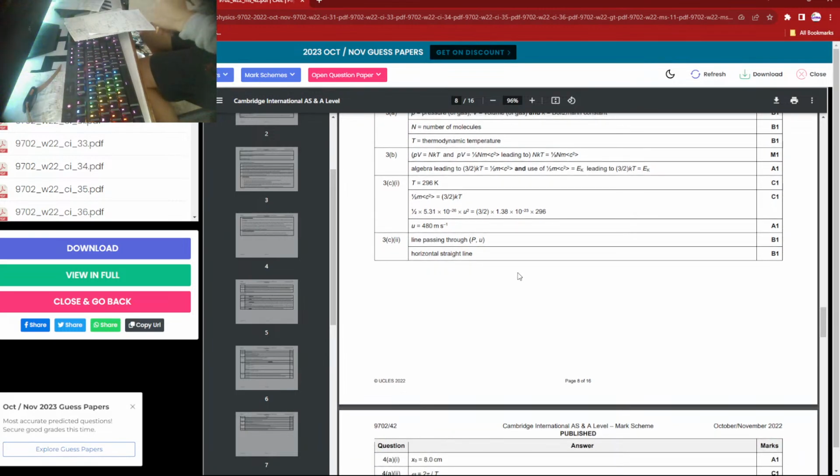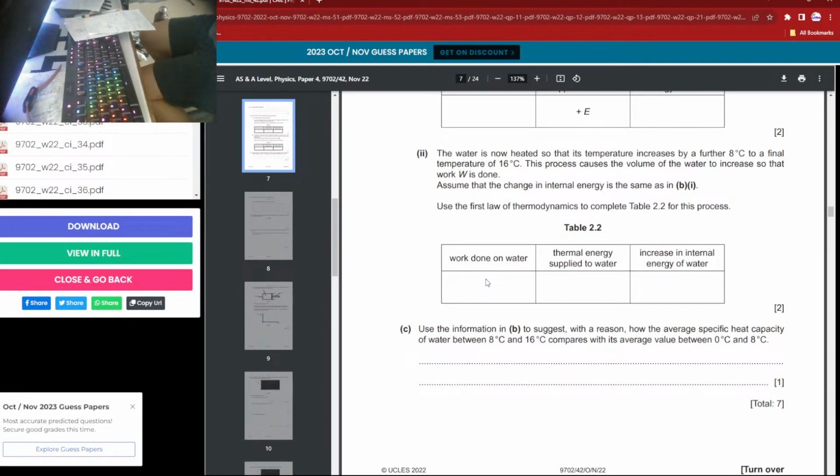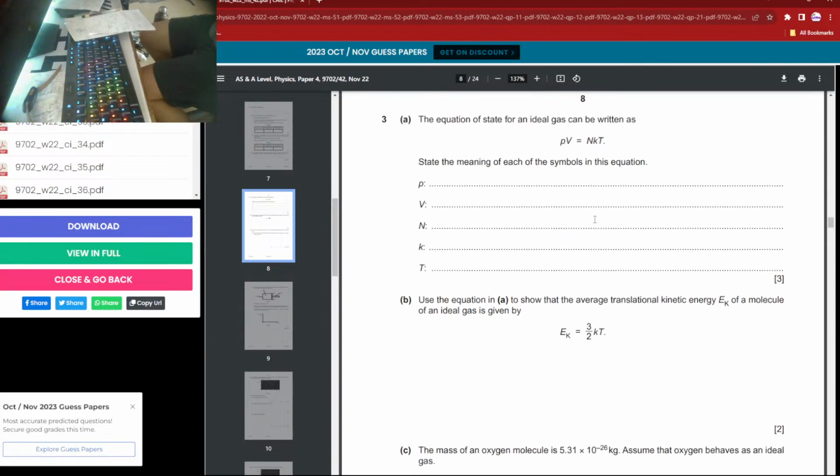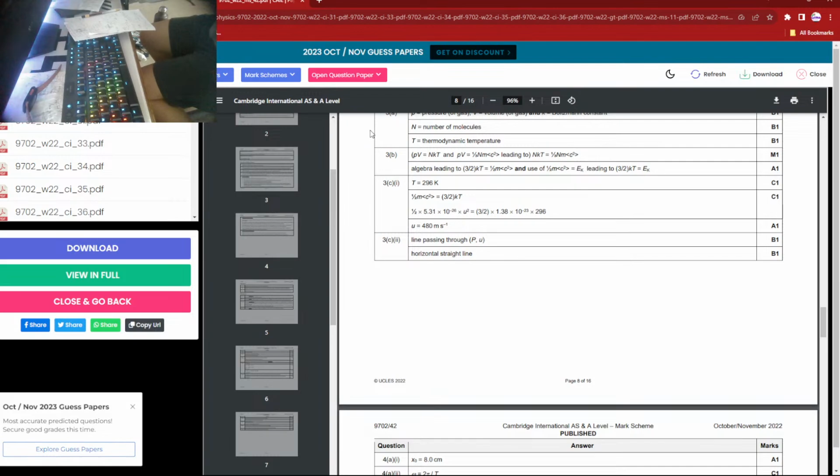Next one, u equals 480 meters per second. Yeah, I didn't get this one right. So for this one, I thought they asked for the root mean squared speed. Determine the root mean squared speed u. Root mean squared. Is that not it? Do I have to square it? Apparently I have to square it. Even though, yeah, it's kind of confusing.